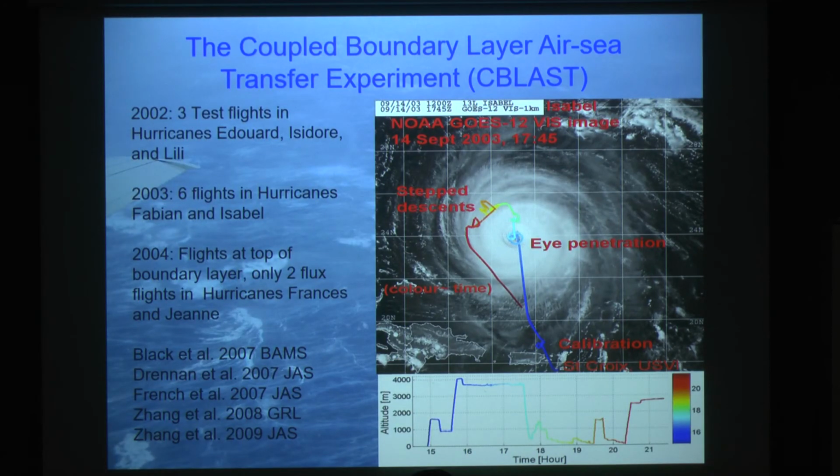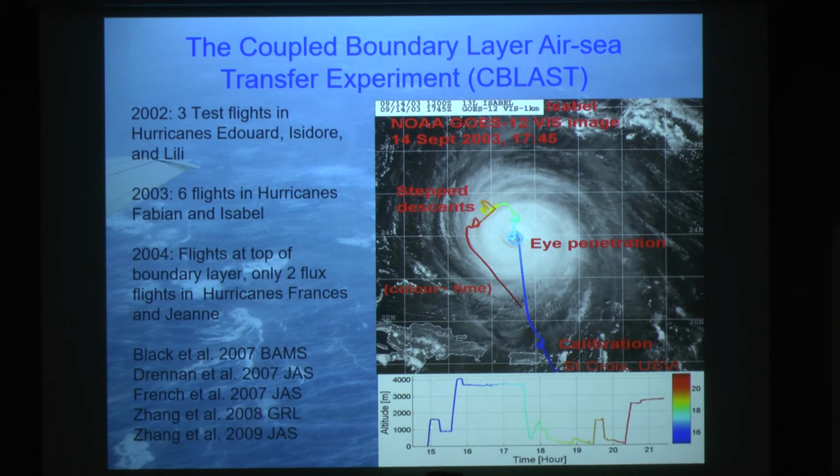we did some very brave flights. Actually, this is a storm back in 2003. I told Dennis and Bob some of the stories of the flight. This is a P3 mission in Hurricane Isabel, 2003. This is a weather image. At that time we did a boundary layer experiment. This is the aircraft altitude.